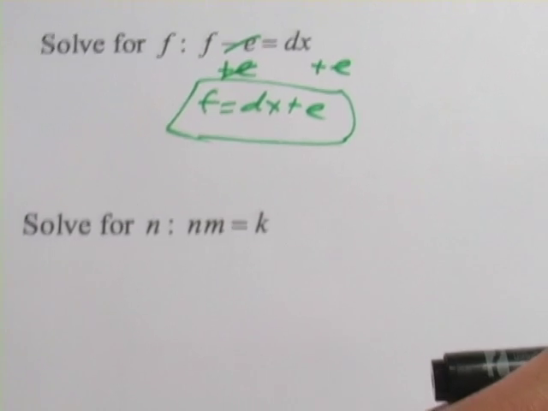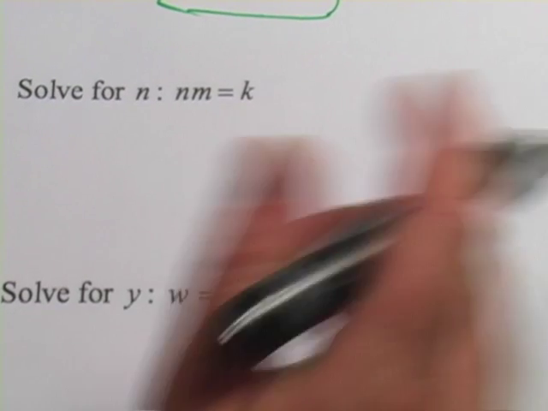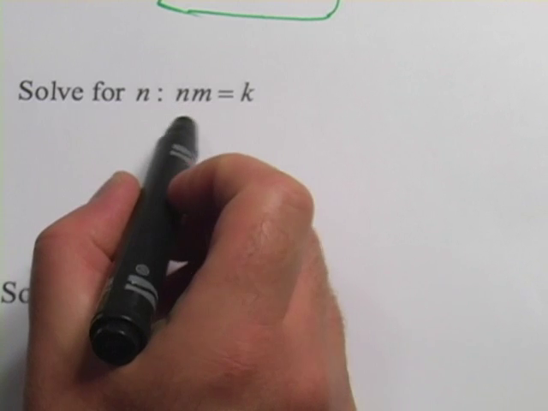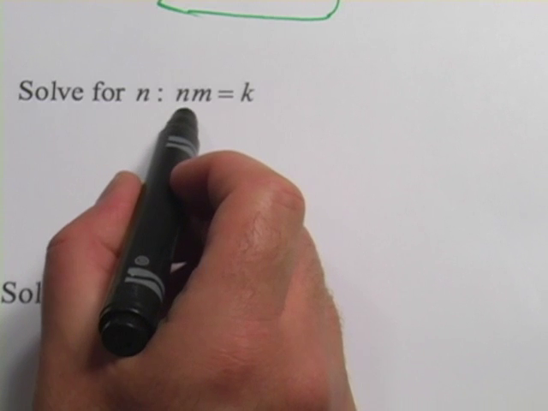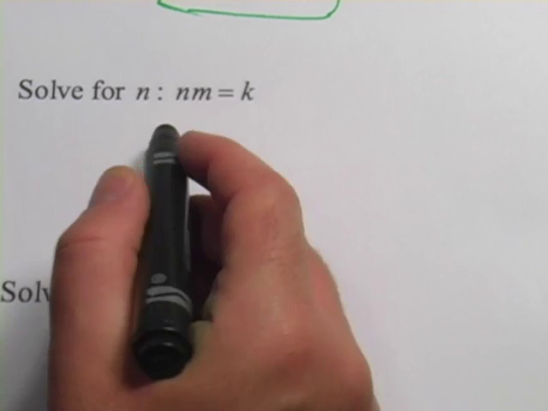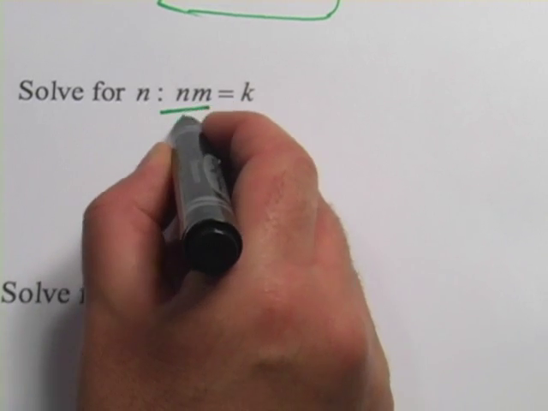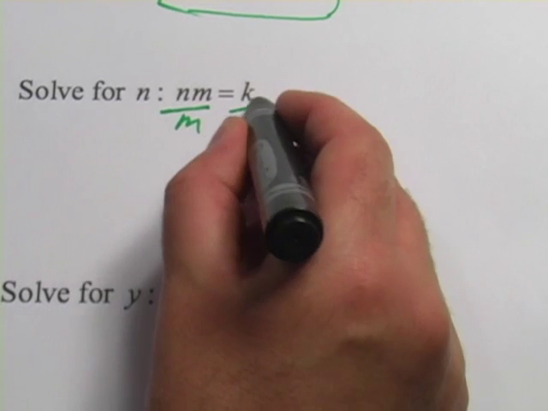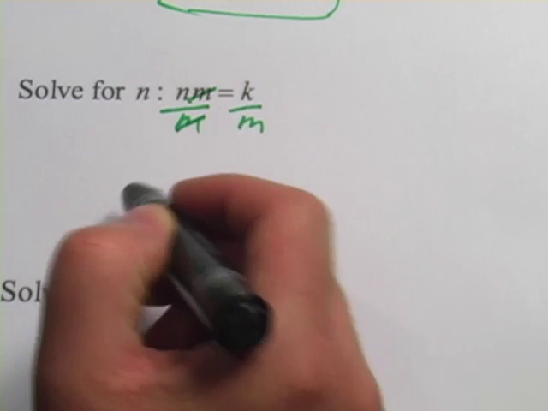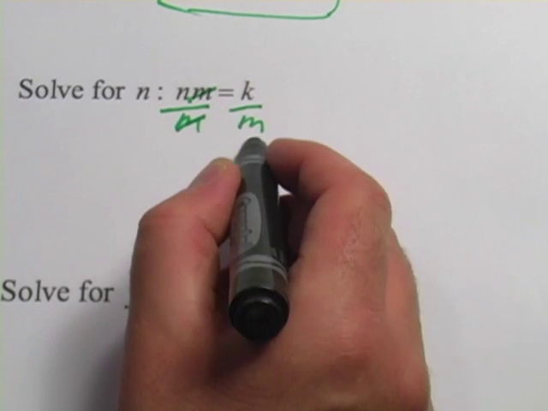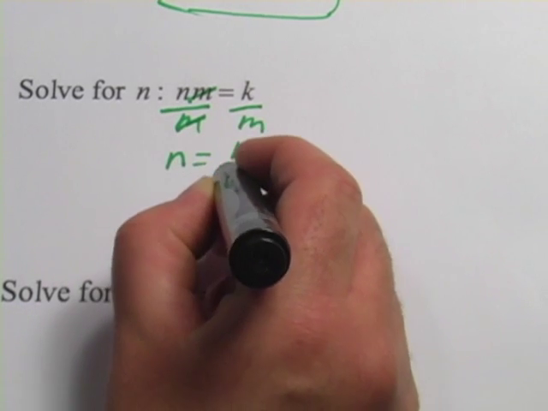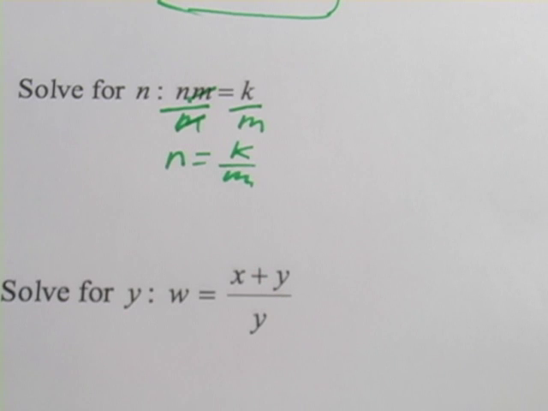Let's look at a harder one. This one says solve for n. So we want to get n alone on this side of the equation. Right now, the thing that's being done to n is it's being multiplied by m. So we have to undo that by doing the opposite. Opposite of multiplying is dividing. So we divide by m, but we have to do the same thing to both sides of the equation. When I divide by m over here, the m's cancel, leaving n alone. And over here, we can't really do anything with it, so the answer is just n equals k divided by m, or k over m. And you're done.